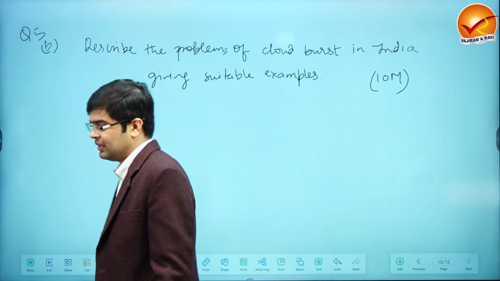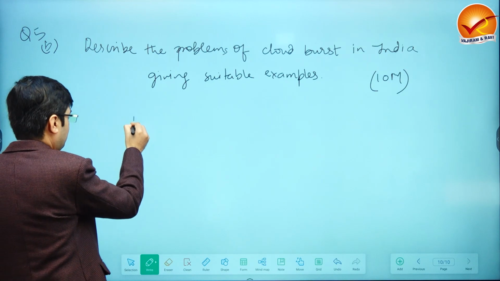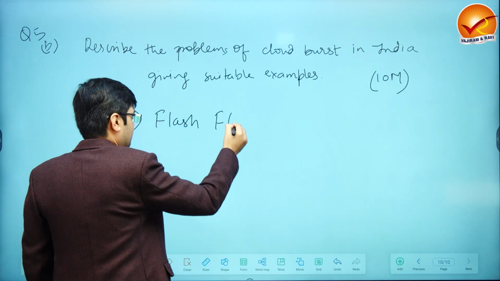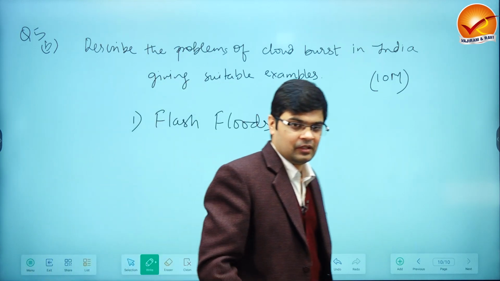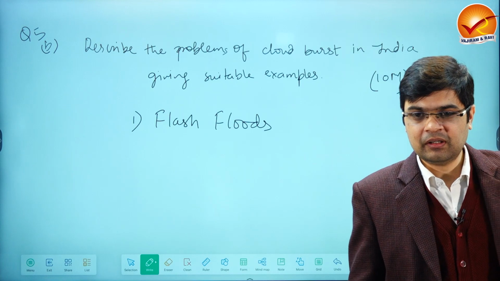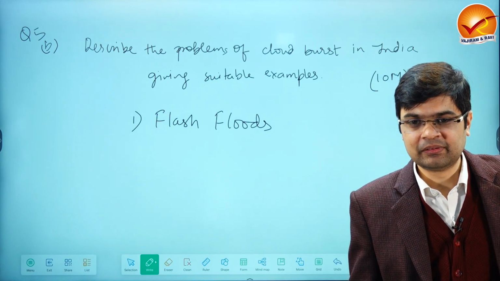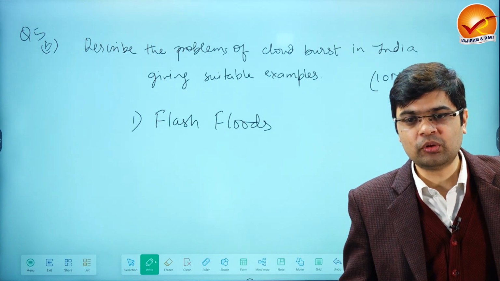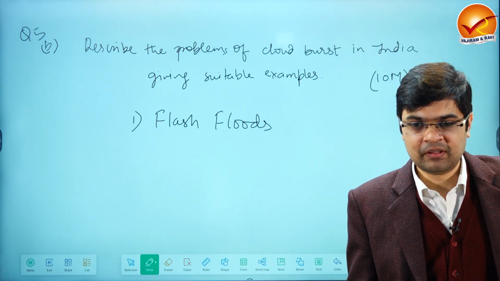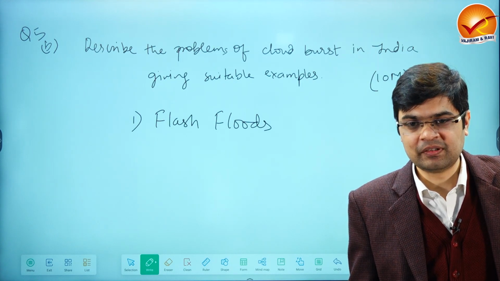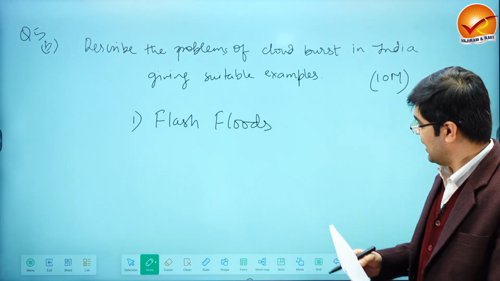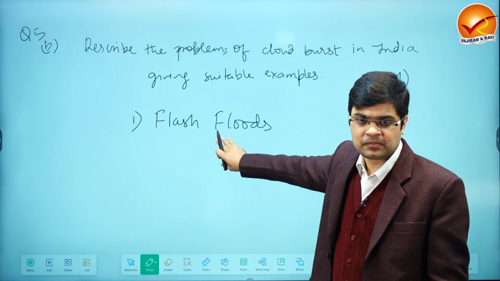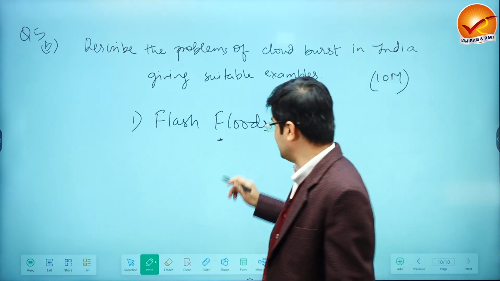If there is a cloudburst, can I say one important problem can be flash floods. This can be the biggest problem with the cloudburst. Here you have to describe through examples. Okay? You have to describe through examples. When you talk about examples, you can take any example, like for example Kedarnath floods, the example that you can find anywhere.